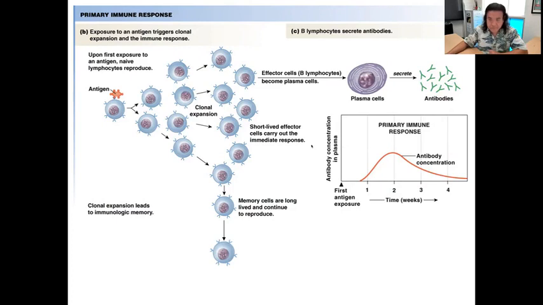So you can see here, this is a little chart showing the course of weeks following your first antigen exposure to this nasty bacteria or whatever that made you sick. Your built-in preset innate immune system doesn't succeed in eliminating it, so that's why you get sick.